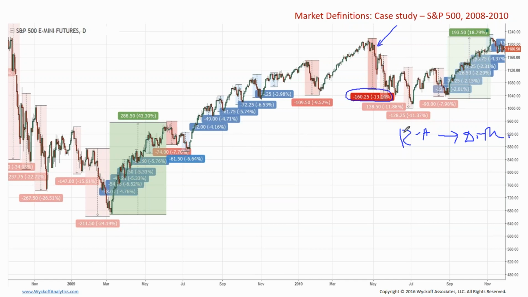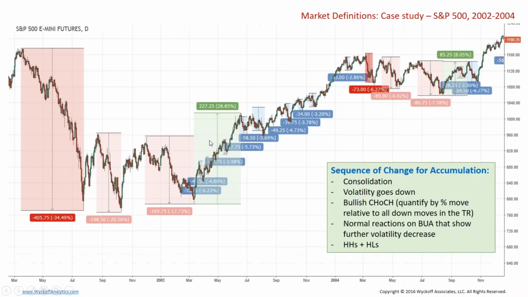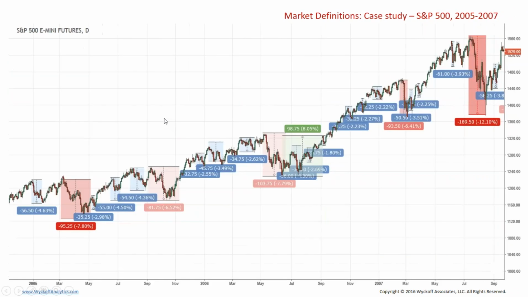It's in line with the declines that we've had in 2007 for a major change of character before the bear move. Let me just refresh your memory here. I'm talking about this change of character, 12%, and look at what's happening afterwards. Volatility is increasing, increasing, increasing. Then also here in 2000, 14, 15%, and then volatility just increasing.